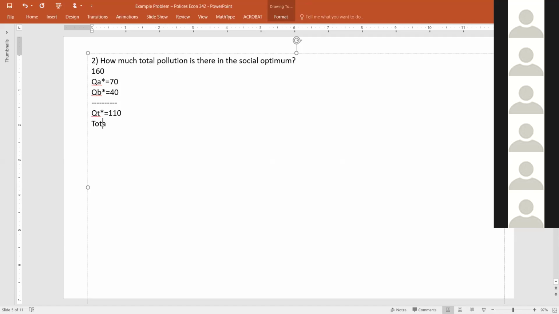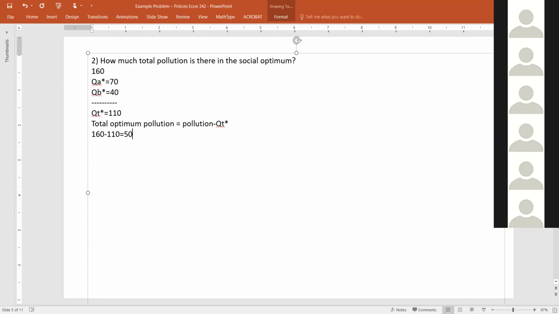So total optimum pollution equals pollution minus QT, optimal abatement: 160 minus 110, and that's 50. Questions so far?